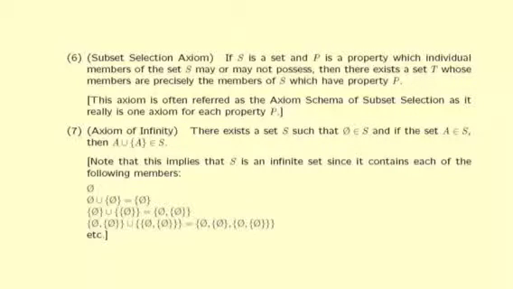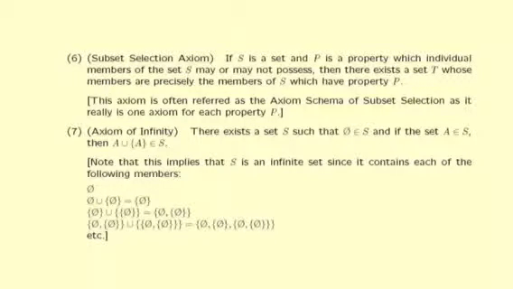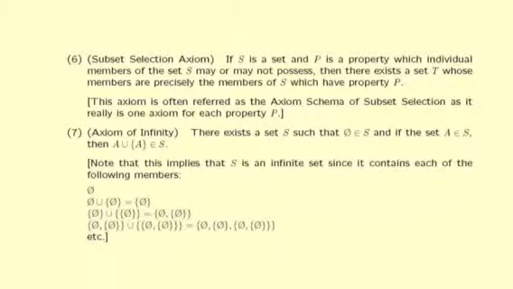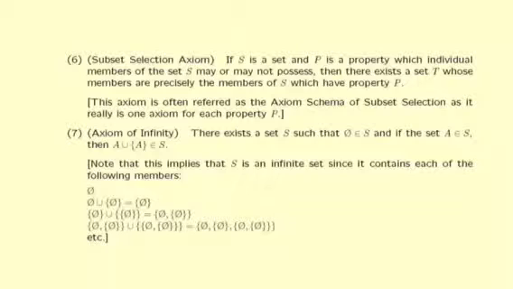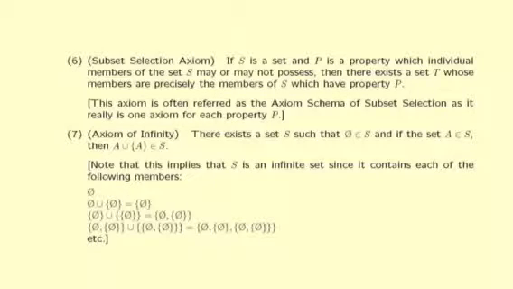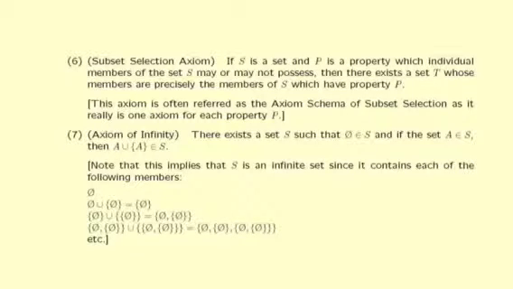Axiom 7 is the axiom of infinity. This tells us that infinite sets do exist. It says that there exists a set S such that the empty set is in S, and if the set A belongs to S, then S also contains the union of A and the set with one element, namely A.